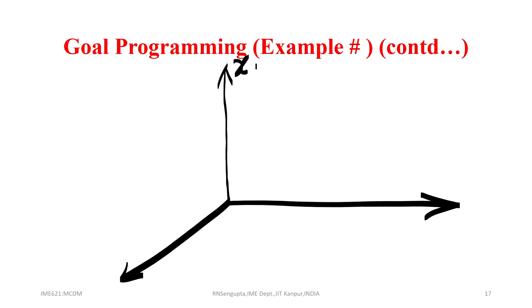This is x3, this is x2, this is x1. Now, the solution, if you remember, was 20 0 0, 0 20 0, 0 0 20. So, that is basically, I will draw one by one.